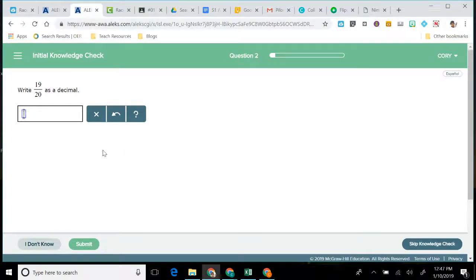Write that as a decimal. 19 divided by 20 would be 0.95. I know that because it takes 20 nickels to make $1.